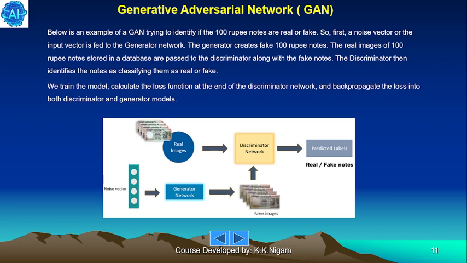The real images of 100 rupee notes stored in the database are passed to the discriminator along with the fake notes. The discriminator then identifies the notes by classifying them as real or fake. We train the model, calculate the loss function at the end of the discriminator network, and backpropagate the loss into both the discriminator and generator models.